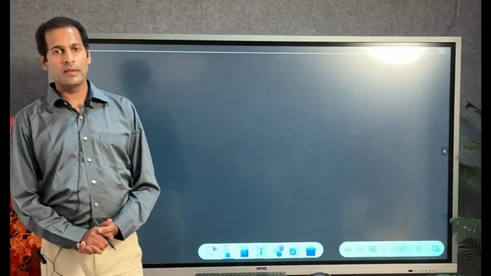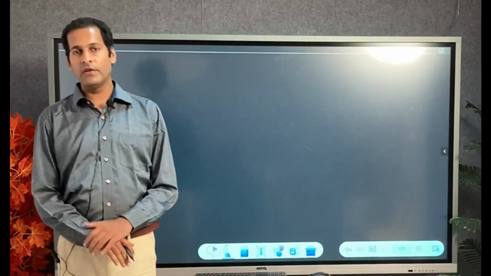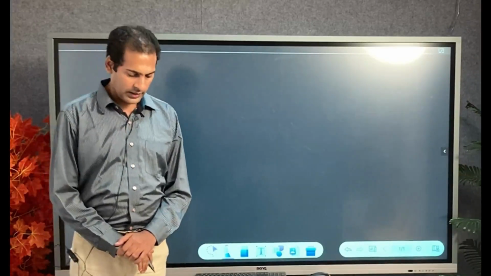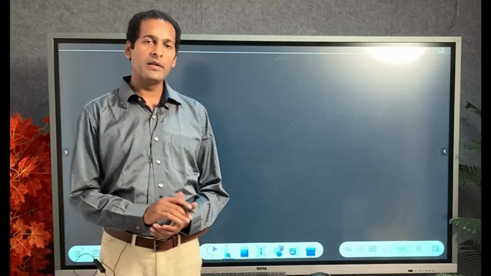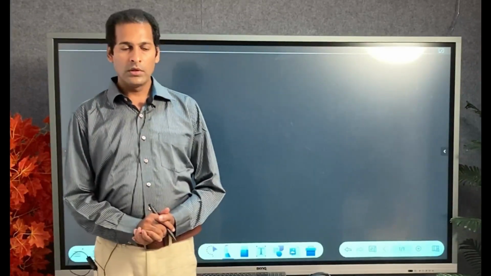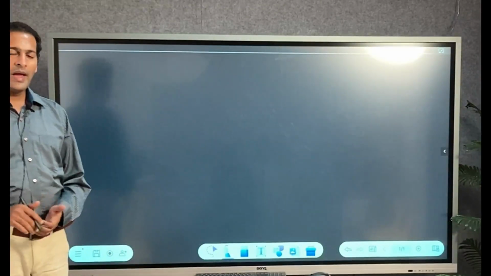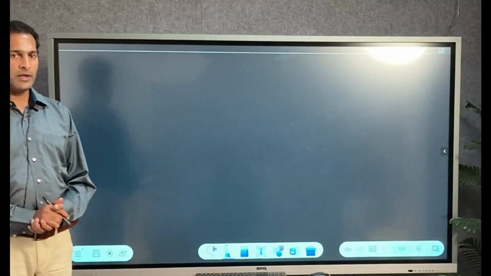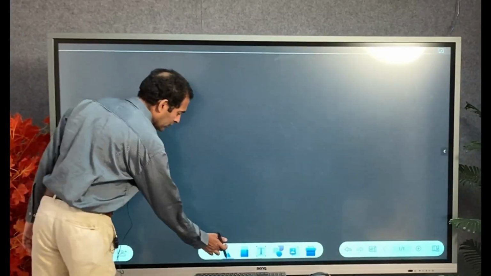Today we will discuss a very important topic related to electromagnetic fields and transmission lines. We will try to relate the circuit elements and the field elements. So the topic of today is the continuity equation and Poisson's and Laplace equation. Let us begin with the continuity equation.